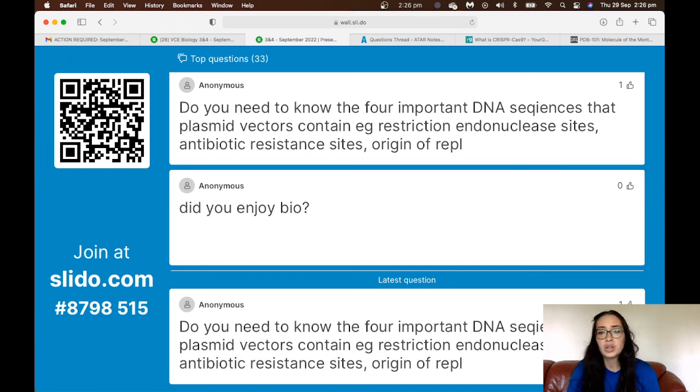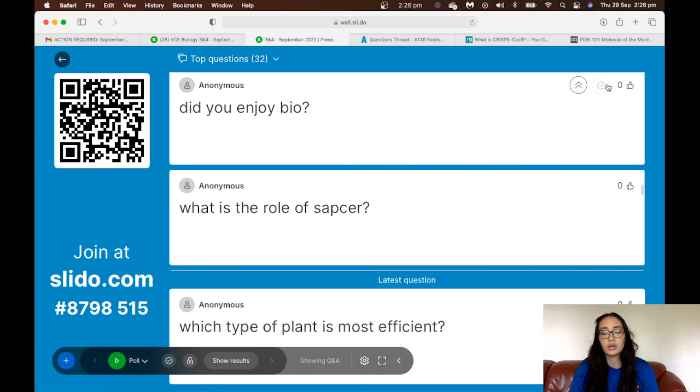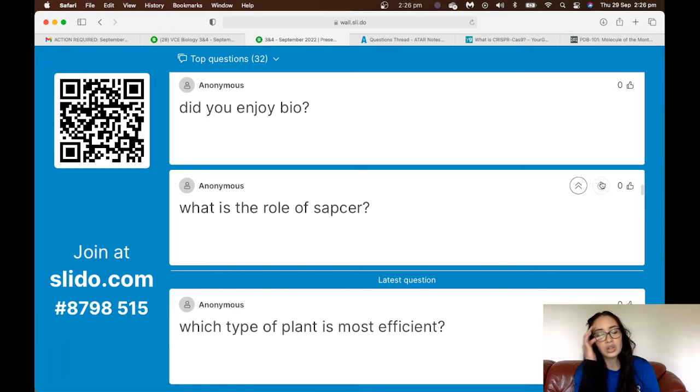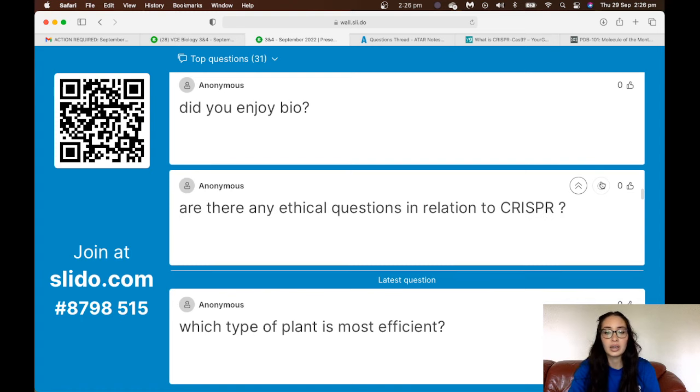Yep, so you want to know restriction endonucleases, and antibiotic resistance. Yeah, I think you do want to know these. I don't think they're explicitly defined as the exact names here, but you need to know that when you make a recombinant plasmid, first you cut it with the restriction endonuclease, and then you insert the gene of interest. You need to have the antibiotic resistance site as well. Origin of replication is important, just knowing where it is, and then ligase and stuff like that as well. Spacer is kind of like the guide. In natural bacteria, when a virus invades, the bacterium will take a copy of that invading DNA or RNA and save it, and that's the spacer.